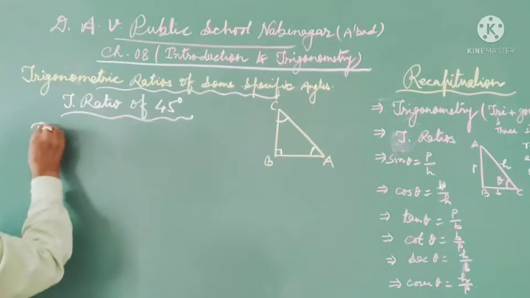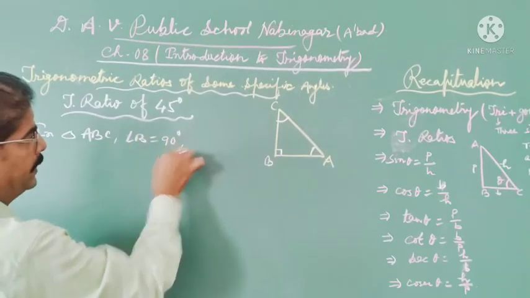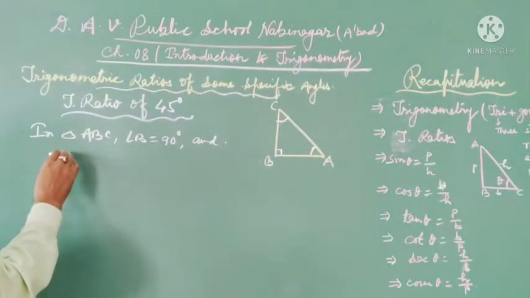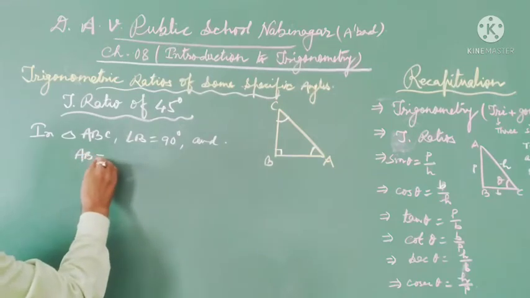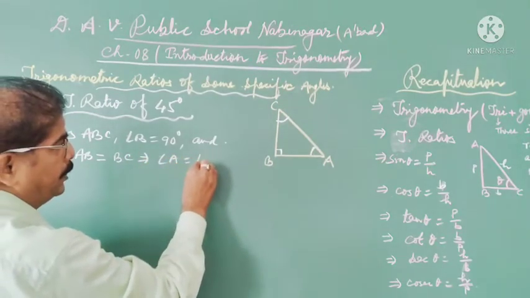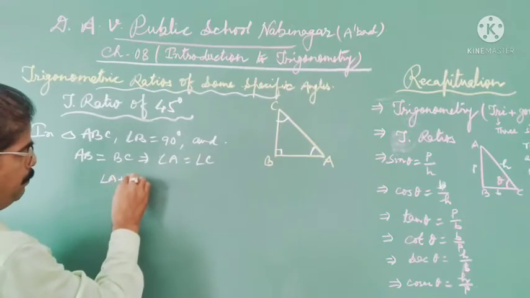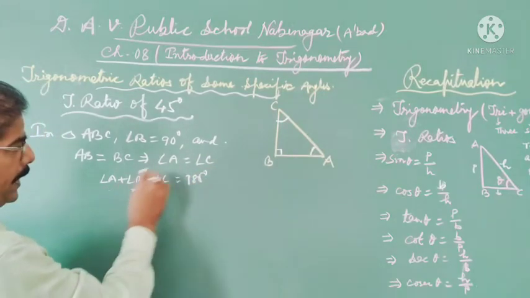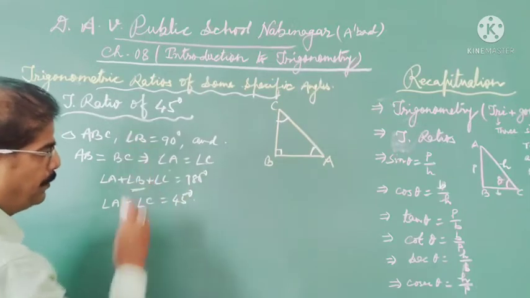In triangle ABC, angle B equal to 90 degree, and AB equal to BC such that angle A equal to angle C. So by angle sum property, angle A plus angle B plus angle C equal to 180 degree, and B is 90 degree and A equal to C. So angle A equal to angle C equal to 45 degree.